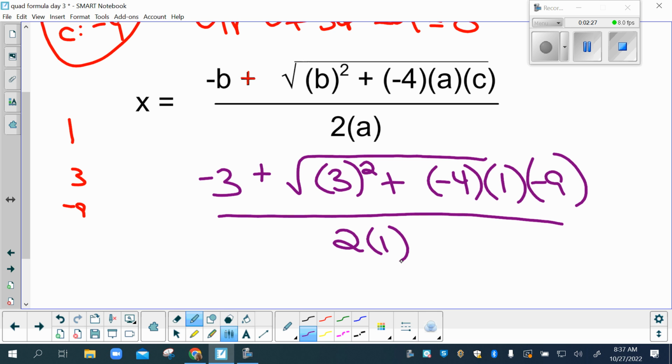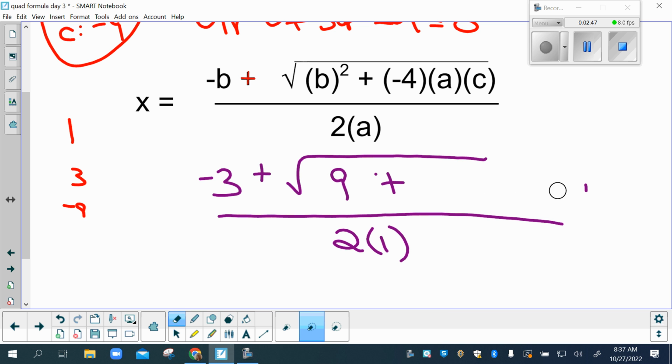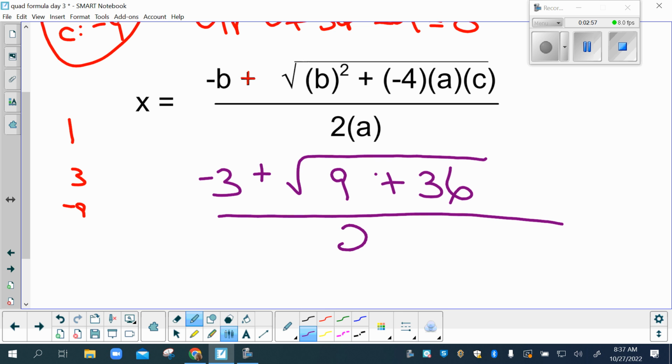So let's clean it up, right? If we're doing it on a whiteboard desk, it's so nice to clean up. It's so easy. So the first thing I'm going to clean up, I don't call that 3 squared. I call that 9. And I don't call that negative 4 times 1 times negative 9. I'm going to use a calculator, and that's going to be positive 36. And I don't call that 2 times 1. I call that 2. I've got one last thing to fix. I'm going to fix that 9 plus 36. I'm going to call that 45.